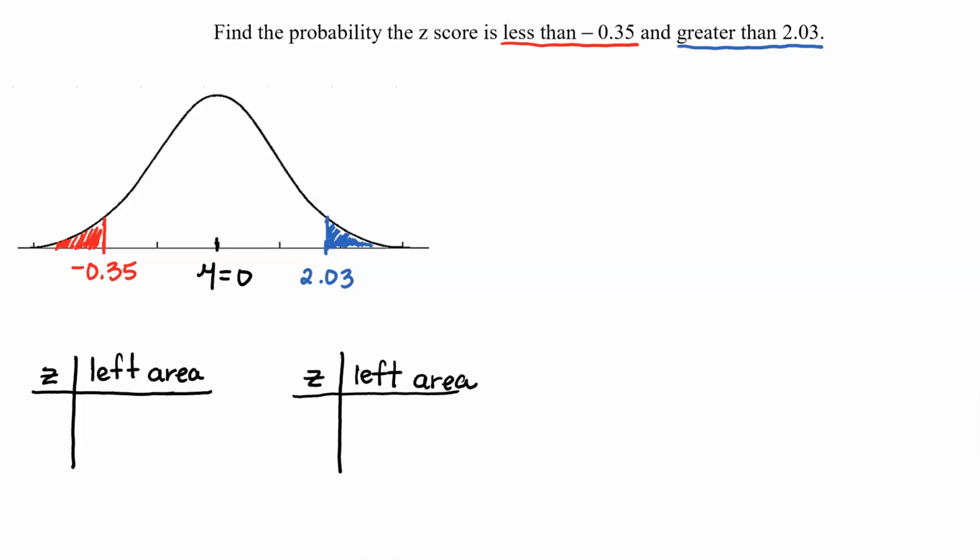So I've made two tables, one for the z-value of negative 0.35, and we're going to go to our statistics table and find its left area. And we also have a z-value of 2.03, and we're going to go to the statistics table and find its left area. Even though we want its right area, once we have its left area, we can just subtract that value from 1. So first, going to the statistics table and looking for the left area of negative 0.35.